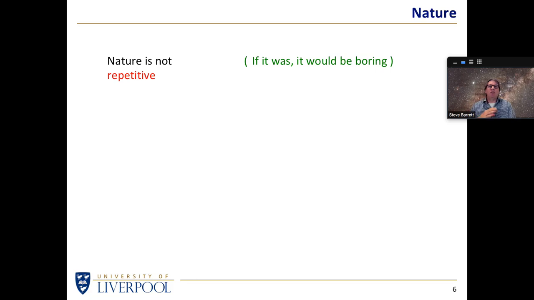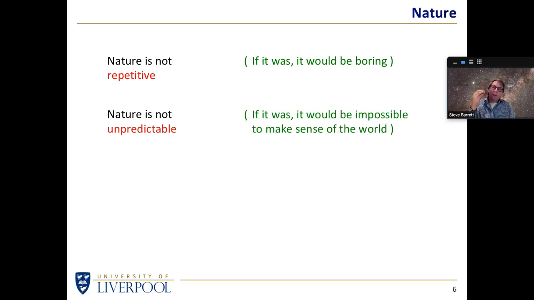Nature in general is not repetitive. The same thing doesn't keep happening over and over again. Might seem that way during lockdown, but generally the same things do not keep repeating. If they did, life would be extremely boring. And similarly, nature is not unpredictable in the sense that if we couldn't figure out what was going to happen next based on our observations of the moment, then it would be impossible to make sense of the world. So nature is actually somewhere in between being repetitive and being unpredictable, which means basically nature is interesting.